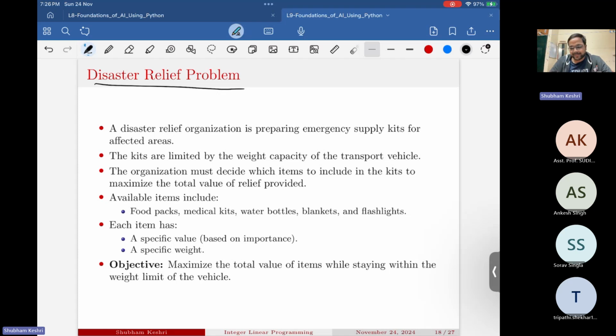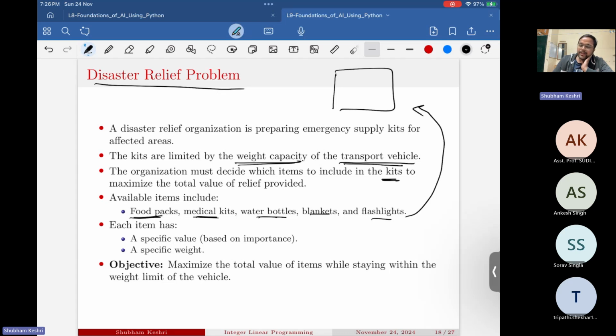Okay, so this is actually a knapsack problem. There is a transportation vehicle which has some capacity, and this transportation vehicle needs to carry some kits. So those kits are these 1, 2, 3, 4, and 5. Five kits are there. Each has some specific weight, and the combined weight cannot exceed the transportation vehicle capacity, and each kit has some specific value. What are we trying to do? We are trying to maximize the total value of the items while staying within the weight limit of the vehicle. It is the same problem in another application. Okay.